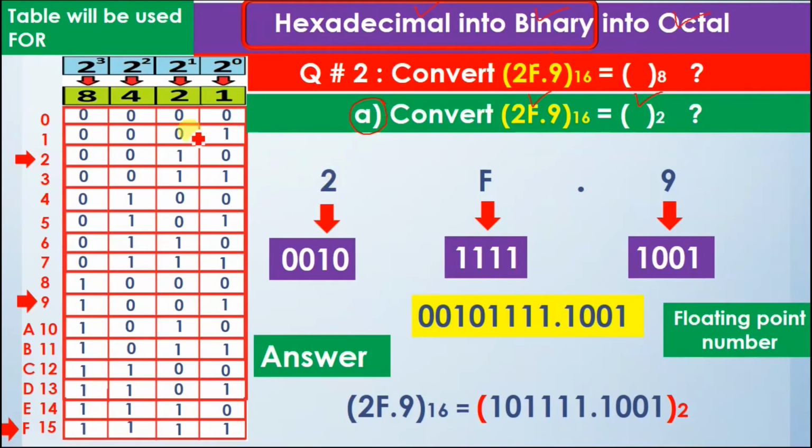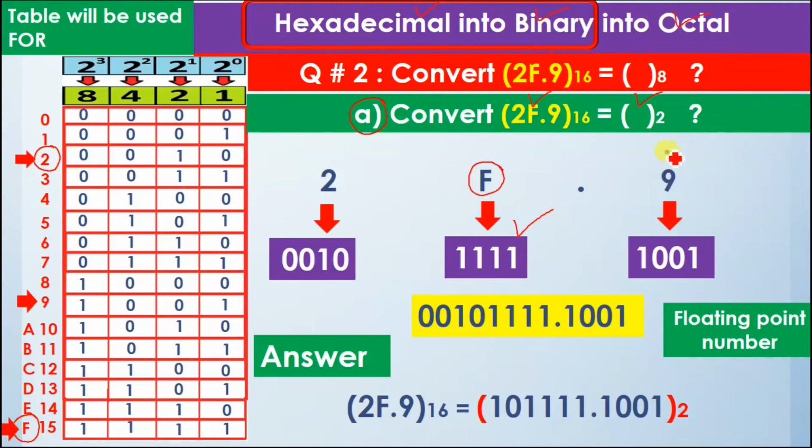Where is 2 in the table? Here is 2 in the table, and it is equal to 0, 0, 1, 0. So we write here 0, 0, 1, 0. Next we have the digit F, and we will go to the digit F in the table, and F is equal to 1, 1, 1, 1. So we write it here.